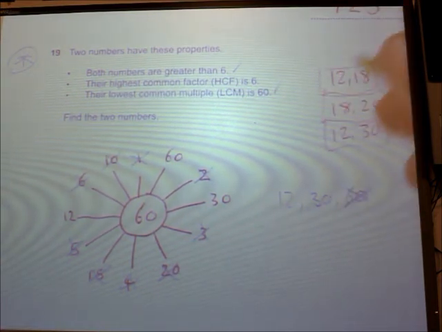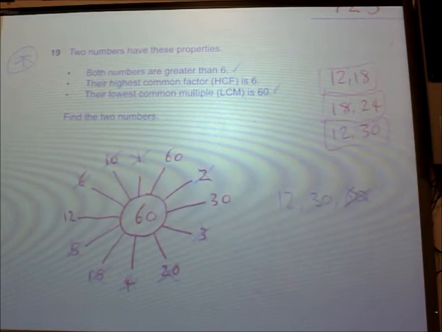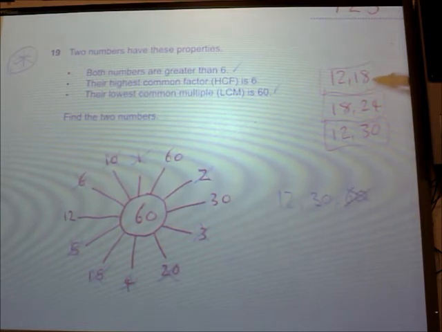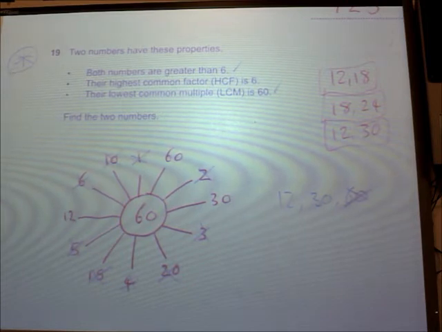So what I've done then, I've come up with the possible combinations of numbers it could be. So it could be 12 and 18, 18 and 24, or 12 and 30. Well, if we look at this, they've all got to be a multiple of 60. So 18 is not a multiple of 60, so neither is 24. So the numbers must be 12 and 30.